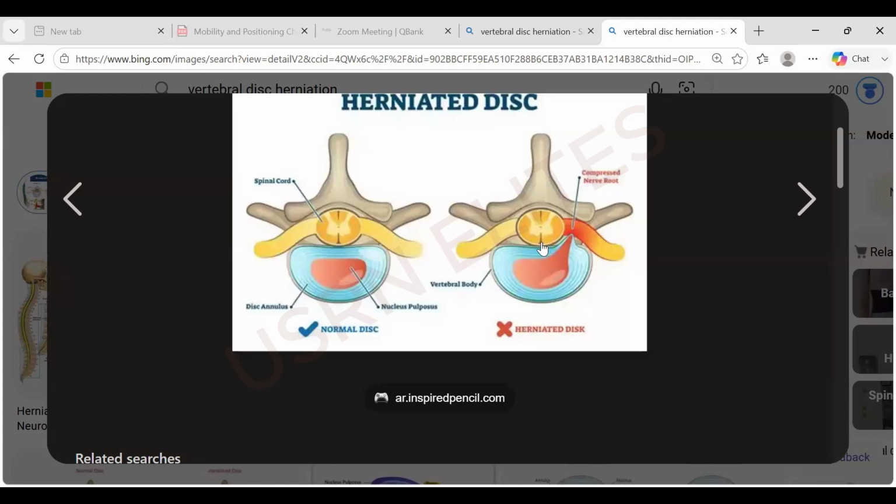Boss, please come again. What I'm saying is that you've seen this disc. That's the disc that we're talking about. It looks like the old disc that they used to record songs on. Okay, you can see it. And it's filled with what? This one, fluid. Okay. And if there's an injury to the disc, what happens to the fluid?